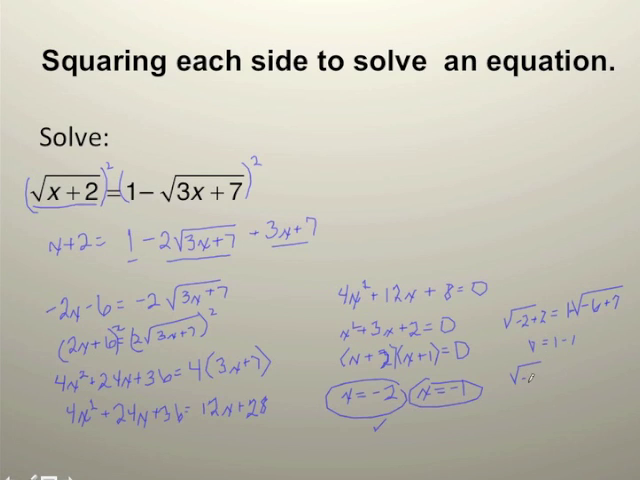And the second term, the square root would be negative 1 plus 2 equals 1 minus the square root, which will be negative 3 plus 7. So this will be 1, the square root of 1 equals 1 minus, this will be 4, 2. 1 does not equal 1 minus 2. So this root does not work, and my only solution is x equals negative 2.